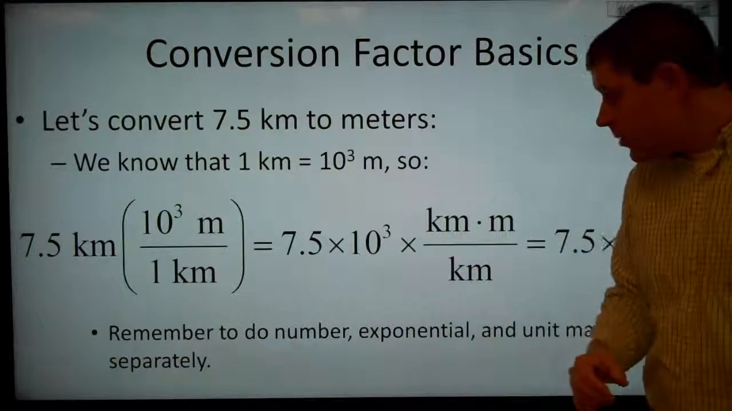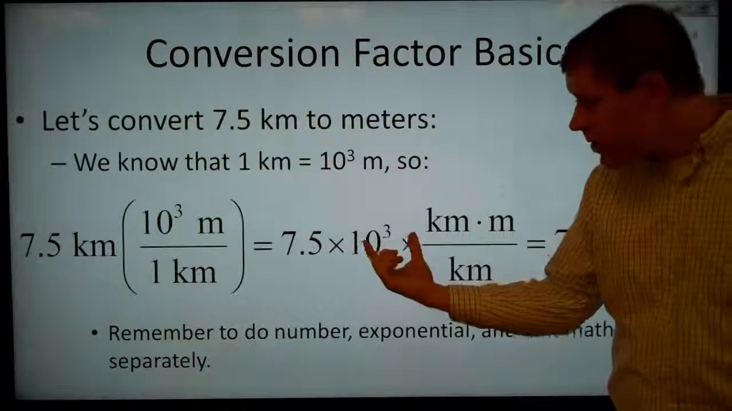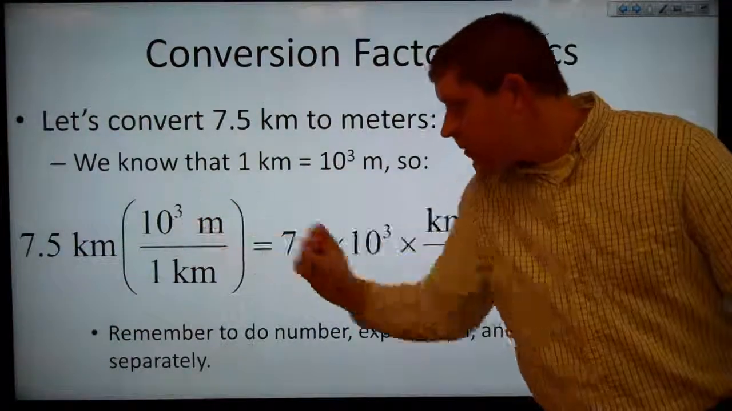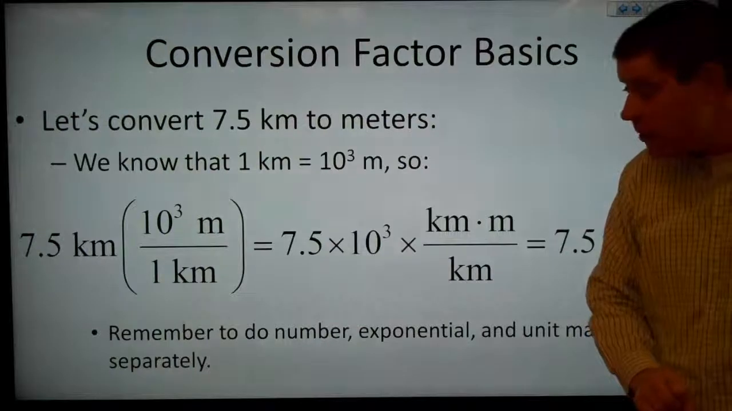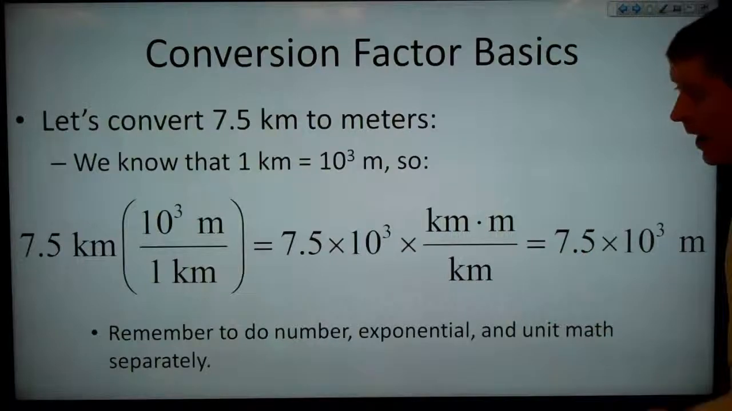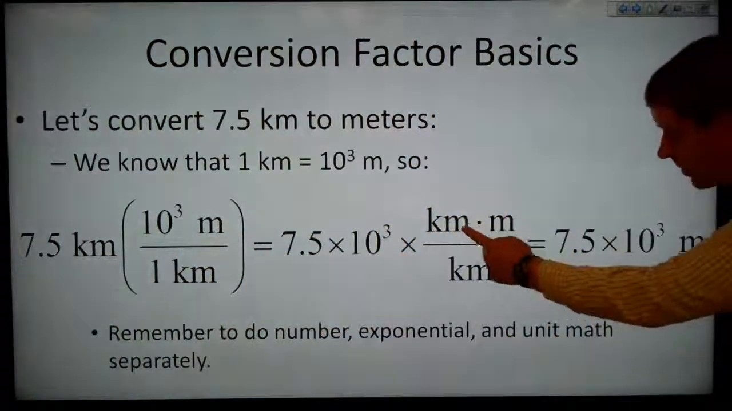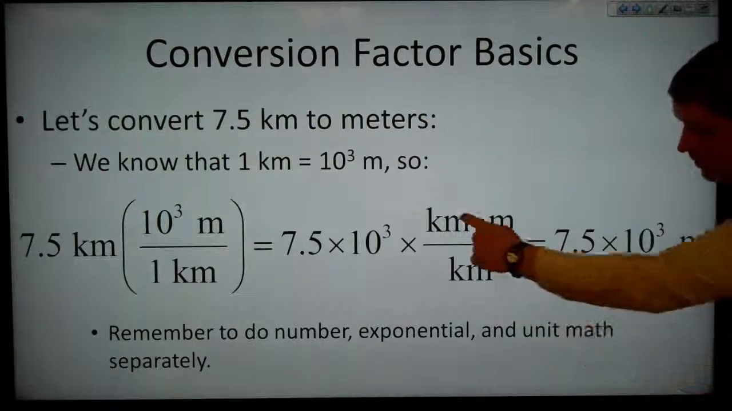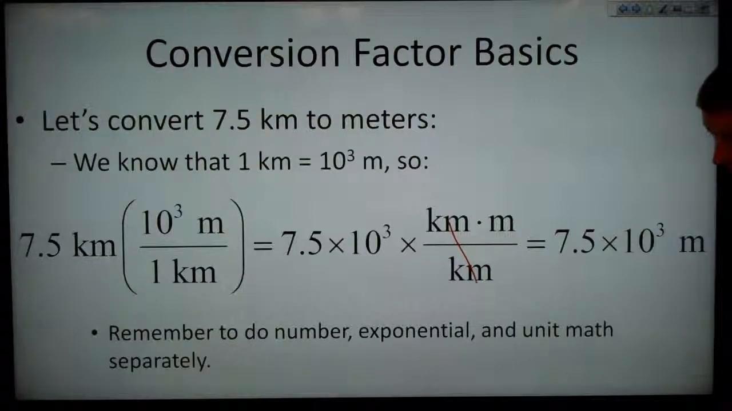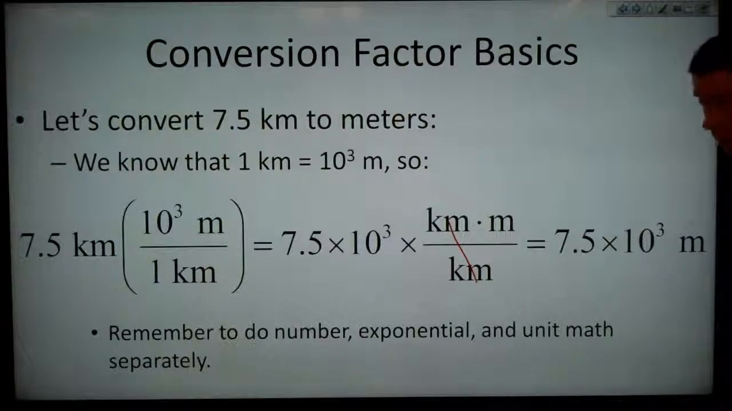And now we can do a little bit of rearranging. We can then rearrange our numbers, and we can say 7.5 times 10 to the 3 divided by 1, times now our units. And now we have kilometers times meters divided by kilometers. Well, our kilometers there cancel, leaving us just with meters. Remember here that we're doing our number, exponential, and unit math separately.